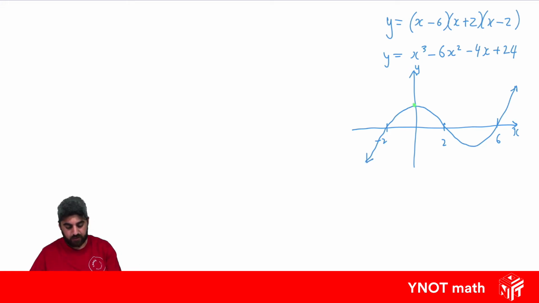So we know we've got stationary points here and here. And hopefully you can see that we've got concave down here and concave up here, and we're expecting our inflection point to be somewhere around there. So how can we use our second derivative to find that inflection point? First we need the first derivative. So we'll get 3x squared minus 12x minus 4. Then we just find the derivative of that to get our second derivative, 6x minus 12.